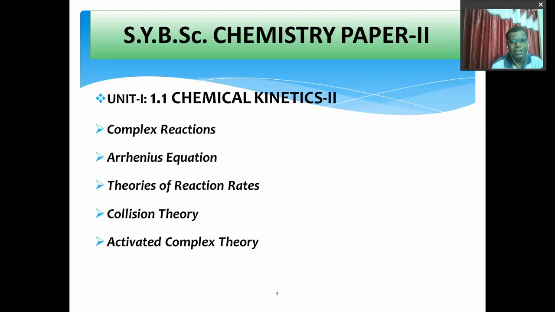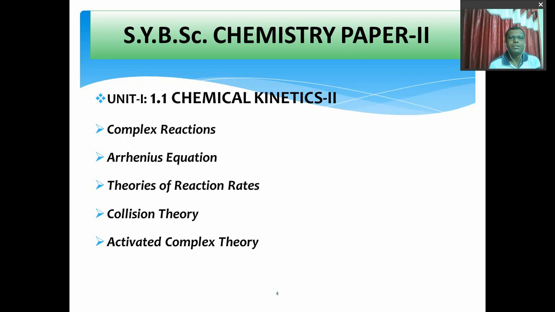So in this chemical kinetics, we are going to discuss the complex reaction and not the simple reaction, because we have already studied the rate of the simple reaction in the first year BSc. So definitely, complex reactions are the reactions which contain more than 2 or 3 steps, or which have an order greater than 3. That's why these reactions are called complex reactions.